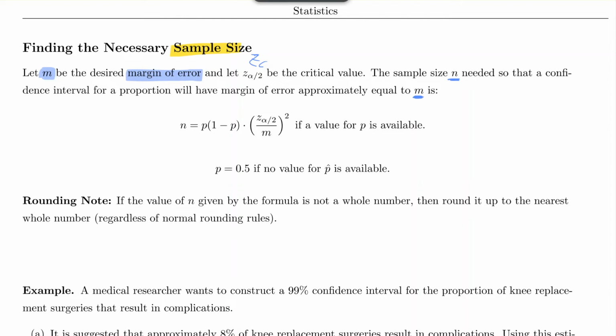And if p-value is available in the problem, we use this formula. If no p-value is available, we use 0.5 for p. We're just estimating.